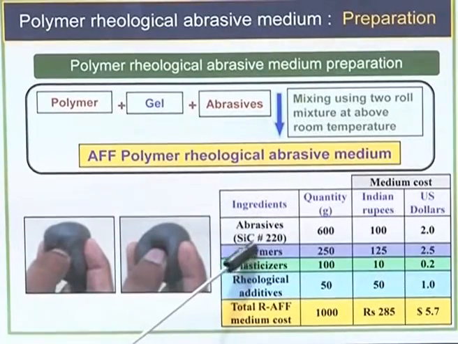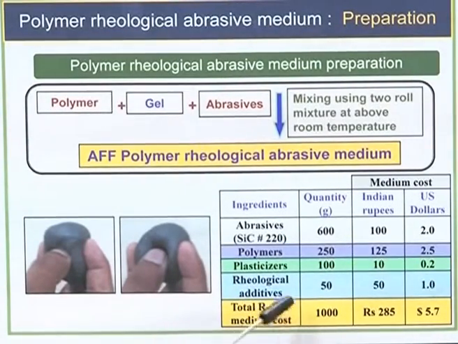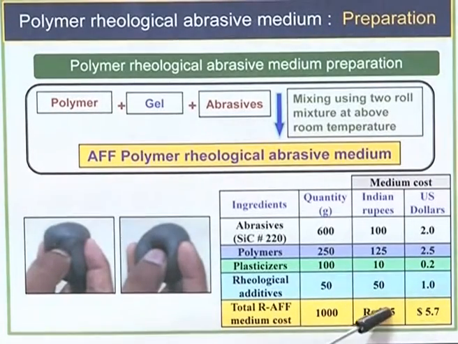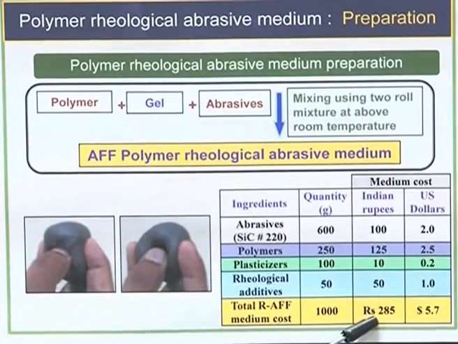This is the cost table that we have prepared for the in-house medium, and it comes to approximately $6, whereas the commercially available polymer rheological abrasive medium is 5 lakh rupees, and in the present case it is only approximately 300 rupees.